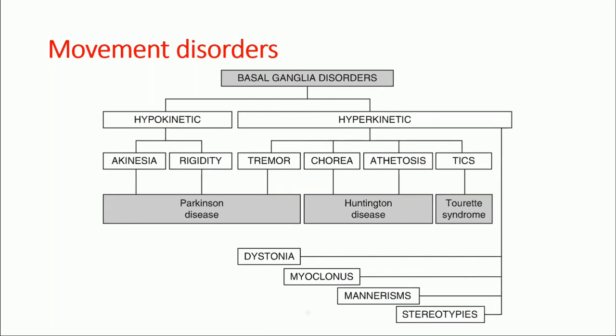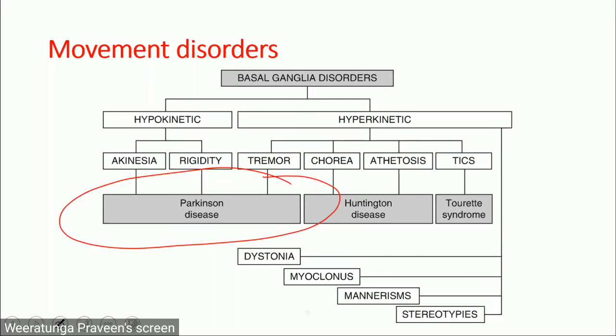Hyperkinetic disorders examples are tremor, chorea, athetosis, tics, right? Hypokinetic disorders are akinesia and rigidity. And you have clearly defined diseases and syndromes that manifest these movement disorders. Parkinson's is rather special because it can have both hypokinetic features as well as hyperkinetic features. But of course, things like Huntington's will be clearly hyperkinetic movement disorders.